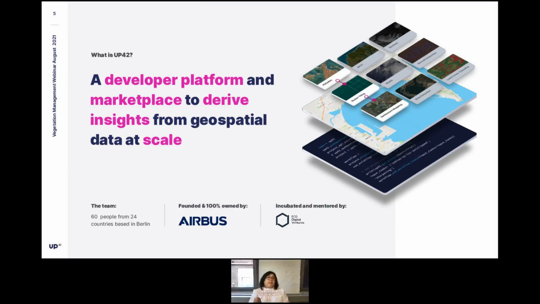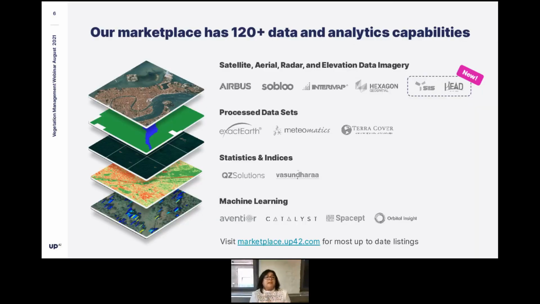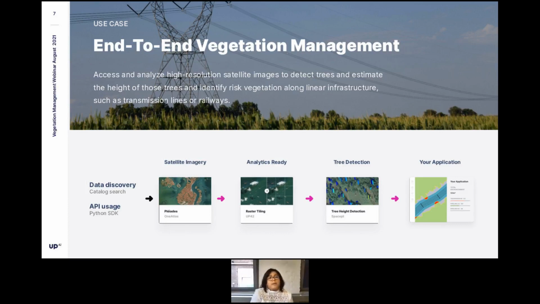O42 is a development platform and marketplace whose goal is to derive insights from your spatial data at scale. We want to enable developers and companies to build solutions based on spatial data and analytics. Our marketplace has more than 120 data and analytics offerings at this moment. We have satellite data, aerial, radar, and elevation data imagery. We also have processed data sets for weather and maritime industries. In analytics, we have statistics, indices, and machine learning algorithms. Related to this last category, I can share a use case that is available in the platform and relevant to this webinar.